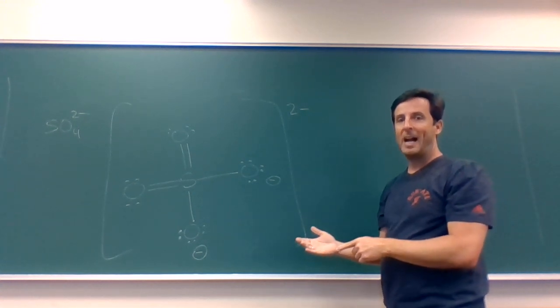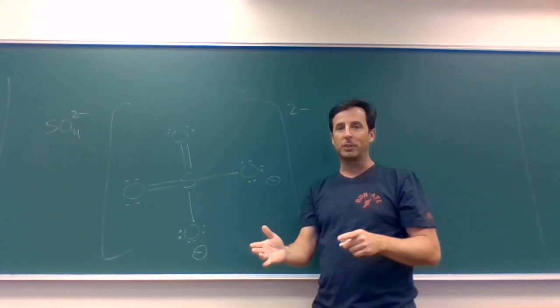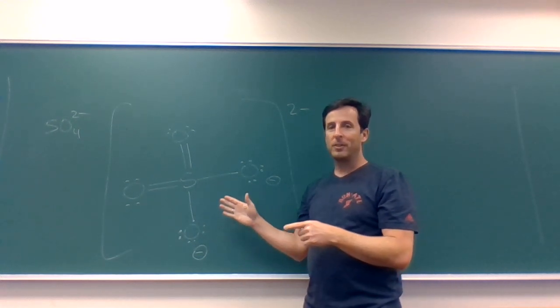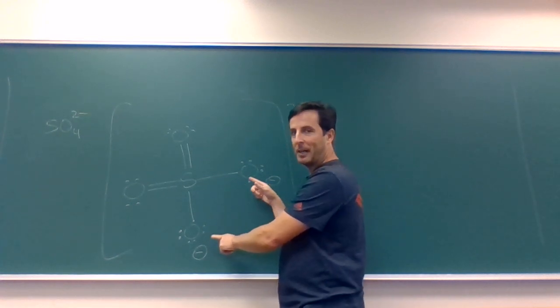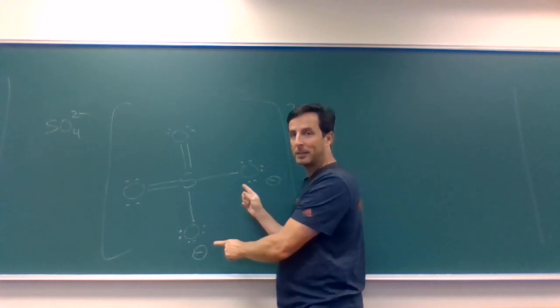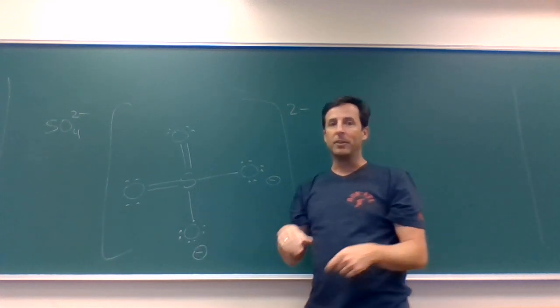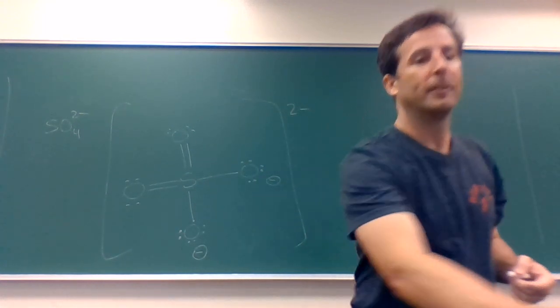One variation you could have, if several people drew this structure, their single bonded oxygens with a negative charge might not be in the same position as mine, but as long as you have 2 single bonded oxygens and 2 double bonded oxygens, then the structure should be good. Okay?